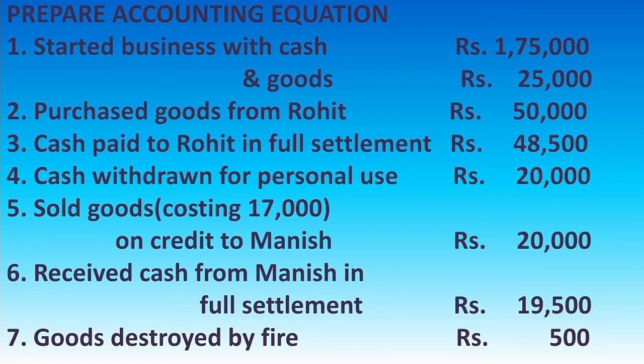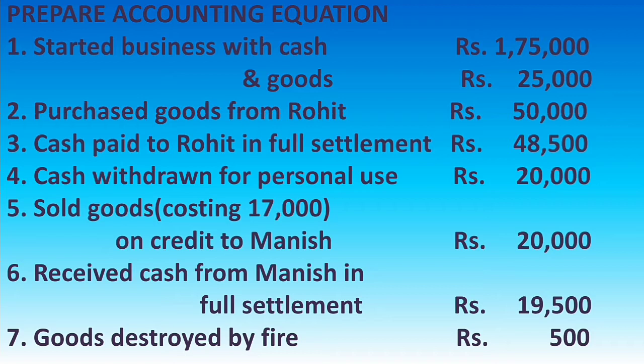Started business with cash rupees 1,75,000 and goods rupees 25,000. Capital introduced by the proprietor in the business. Next one. Purchased goods from Rohit rupees 50,000. Credit purchase of goods. Cash paid to Rohit in full settlement 48,500. Cash withdrawn for personal use rupees 20,000. That is drawings. Sold goods costing rupees 17,000 on credit to Manish 20,000. Credit sale of goods. And received cash from Manish in full settlement 19,500 and the last one, goods destroyed by fire rupees 500.